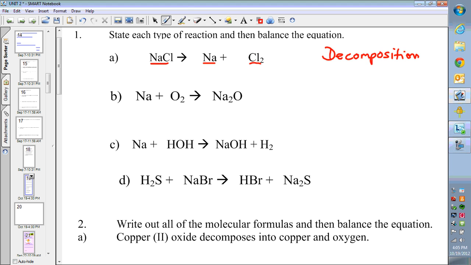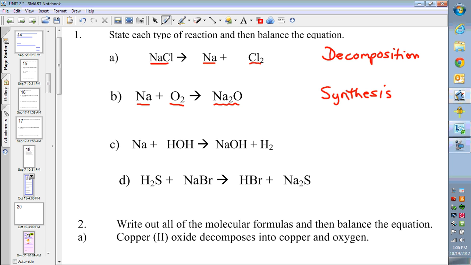So if we were to look at the second type, we'll label them all first and then balance them. In the second reaction, we have one element plus another element forming a compound. In this reaction, you've got a synthesis or formation reaction. So synthesis, or you can call it formation.